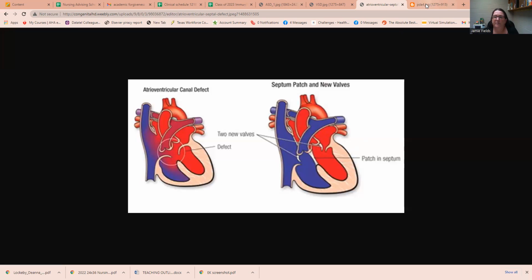Okay, I want you again, pause the recording, take a few minutes, look back over atrioventricular canal defect. Make sure you understand what the name means. Make sure you understand what's happening with the blood flow and why it causes the complications it does. We're going to go now to patent ductus arteriosus. I bet you can guess what that means. Try to guess what that means before we go.